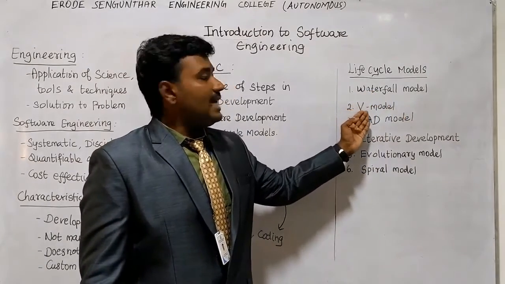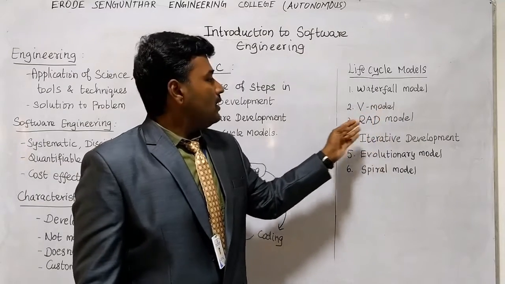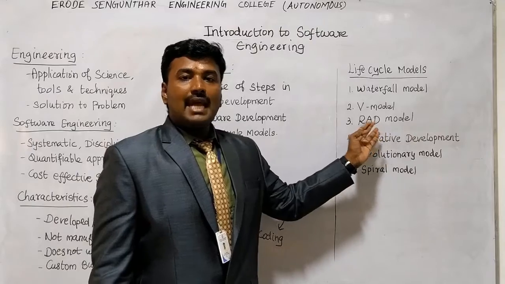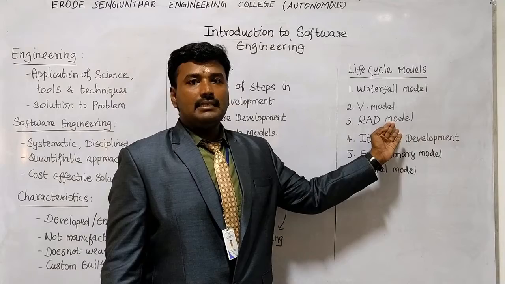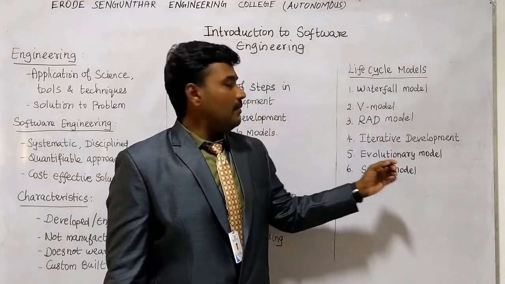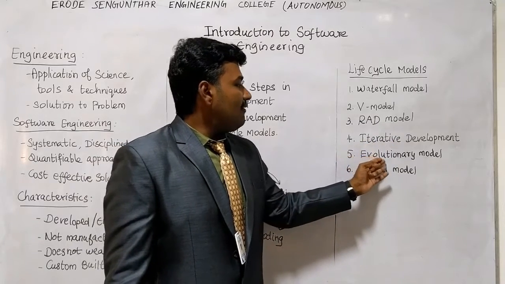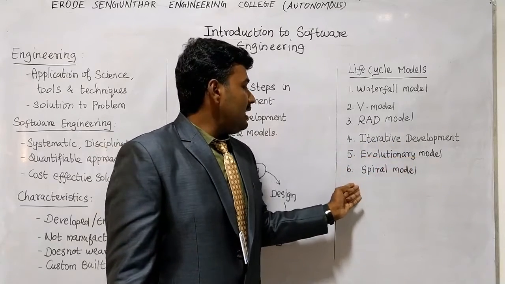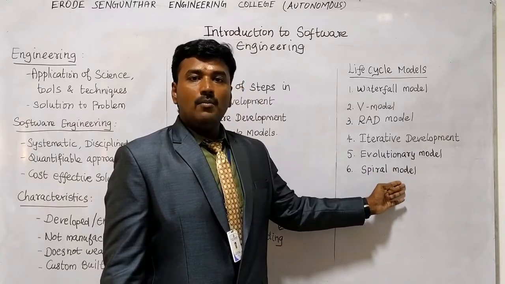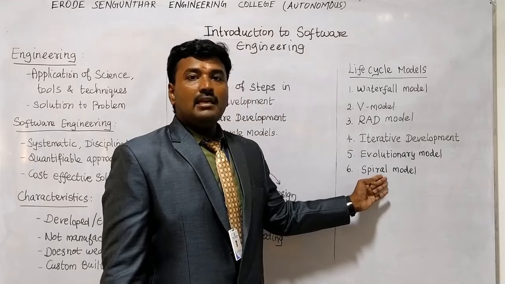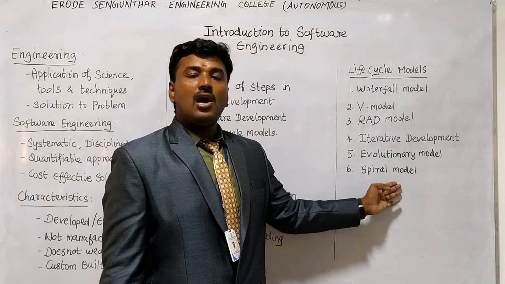The next model is called the V model, otherwise called the verification and validation model. Next is the RAD model, the Rapid Application Development Model. The fastest mode of developing a particular software is the Rapid Application Development Model. Next is the Iterative Development Model, and the fifth is the Evolutionary Development Model. Finally, we are going to see the Spiral Model, which was proposed by Boehm. It is a very complex model that handles different kinds of complex projects.